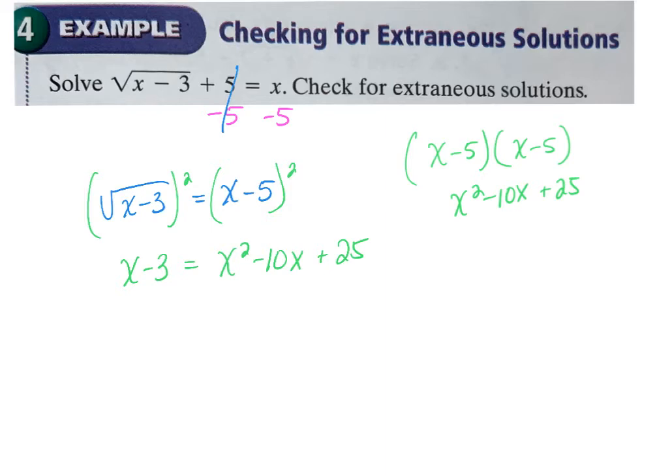So for this particular one, I would subtract my x and add my 3. So I have to do that on both sides. Subtract your x, add your 3. So on the left, I have that 0. And on the right, I have x squared minus 11x plus 28. So now I just need factors of 28 that add to 11. What are factors of 28 that add to 11?